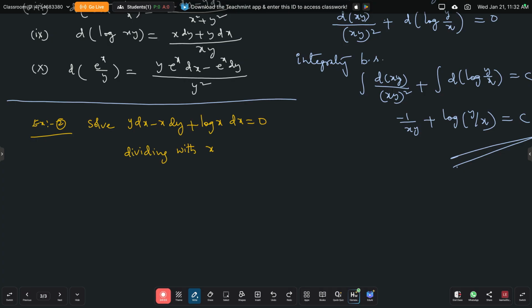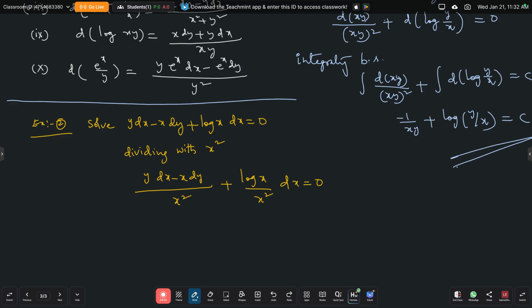Very few terms are given, so no rearrangements are required. Straight away I am doing this division. So (y dx minus x dy) by x square plus log x by x square dx is equal to 0.